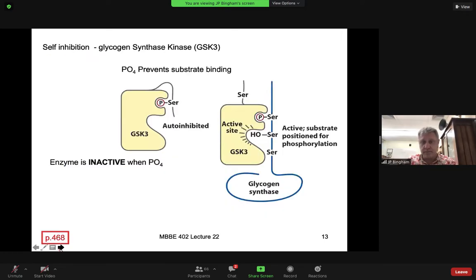So it's an illustration of the substrate being prohibited from binding due to autoinhibition, and then ideally the dephosphorylation of that serine by another enzyme. I think it's glycogen synthase kinase 3 that can cleave off this serine phosphorylation to allow it to be the active form and reactivate its interactions with the glycogen synthase. So this is an illustration of enzyme inactivity when phosphorylation occurs, because it prohibits the substrate from binding.